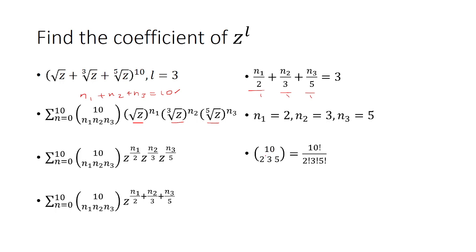So we have 10 and then 2, 3, 5 like this. So it's 10 factorial over 2 factorial times 3 factorial times 5 factorial, which simplifies to 2,520. And that is the coefficient of z cubed.